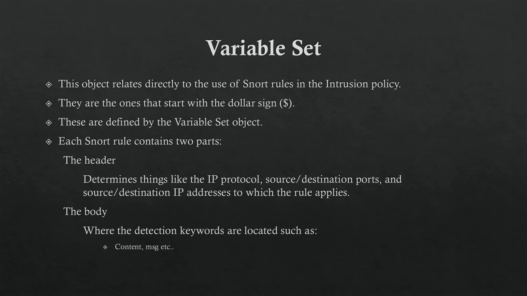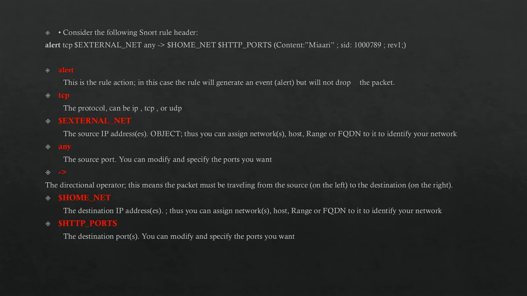Each Snort rule contains two parts, the header part and the body part. The header part determines the source and destination IPs and ports. The body is where the detection keywords are located, such as the content, the message, many things, and we will show a sample. Actually, you as a security engineer do not need to deal with this very rarely, and I will tell you when you might want it.